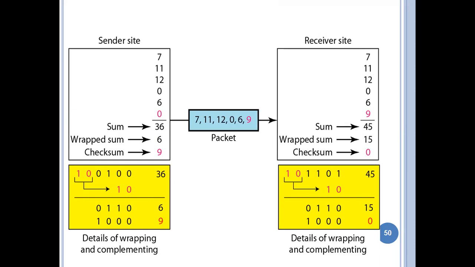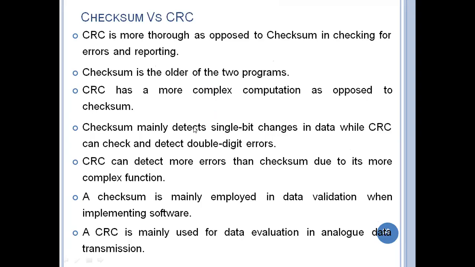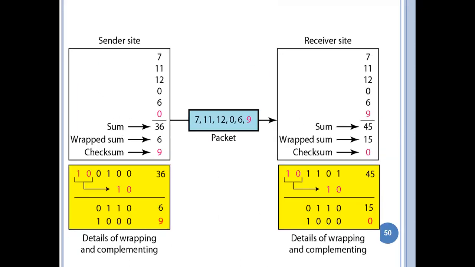To make the job of the receiver easier, we send the negative of the sum, called the checksum. So we are sending a negative number along with the original numbers. The receiver can add all the numbers received including the checksum. If the result is 0, it assumes no error. If we add all these numbers, the result is 36.